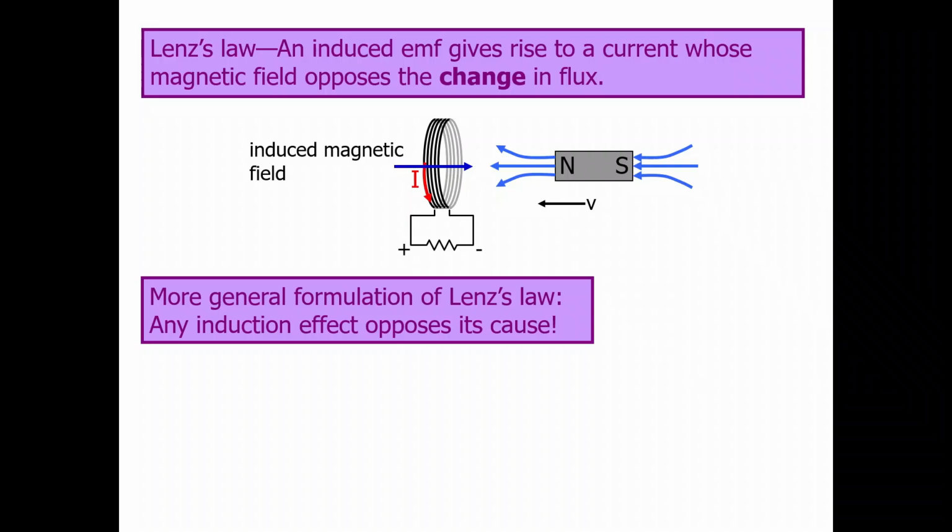You could simplify that down. I don't know if it actually helps in your head, but you could also say that any induction effect opposes its cause. So if the cause is causing an increase, the effect has to cause a decrease. If you have a decrease for your cause, the effect has to be an increase. They have to always do the opposite of each other. If there's an increasing flux, there's going to be a decreasing result.